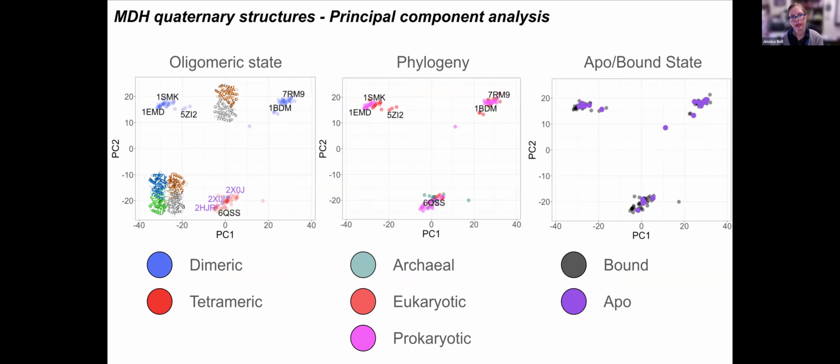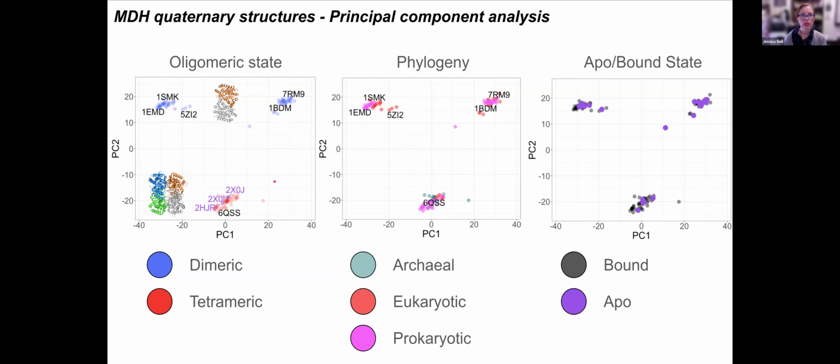So this is part of the work that Chris did for the review that was published, where he took all of the known experimentally determined structures of MDH and did a principal component analysis comparing atomic distances, etc., between this database of structures. And what came out of that was basically three different clusters of structures. And so we've got a cluster up here, a cluster here, and then a cluster here.